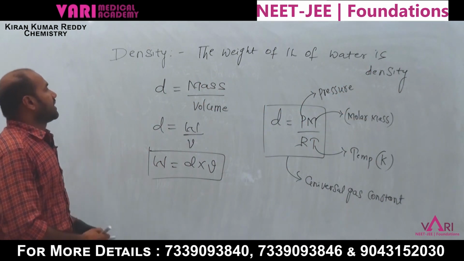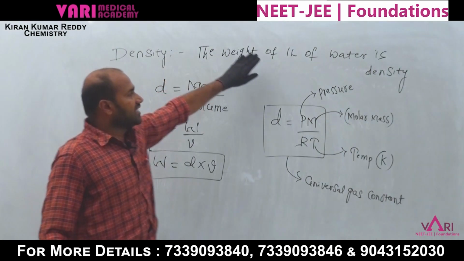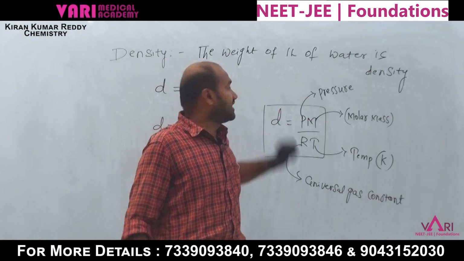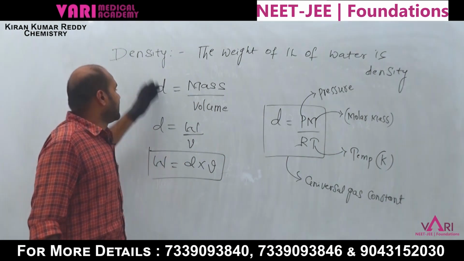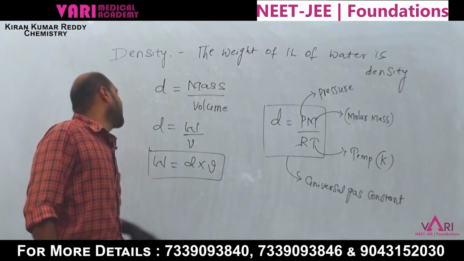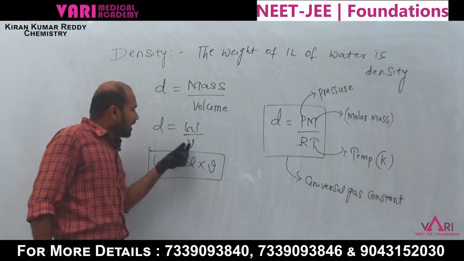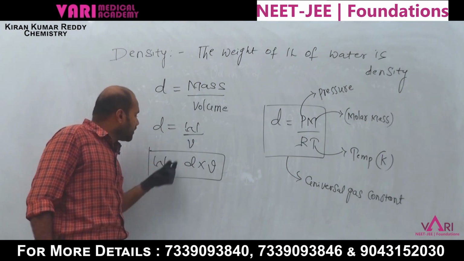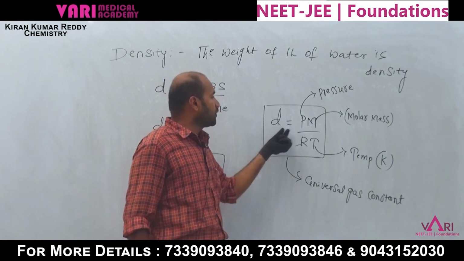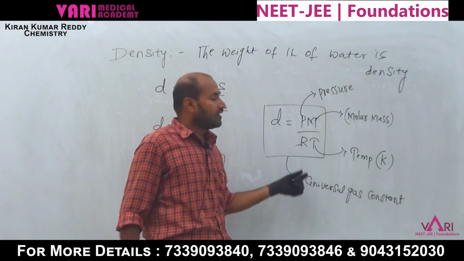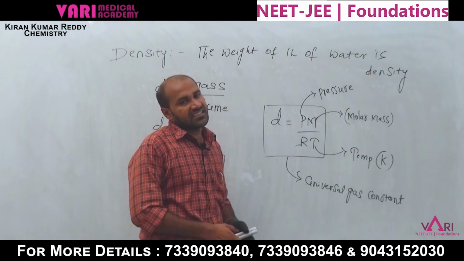Now density, remember the weight of 1 liter of water is called density. Here density is equal to mass by volume. When density increases, volume decreases. Density is equal to weight by volume. Weight is equal to density into volume. Absolute density is equal to PM by RT, where R is the universal gas constant.